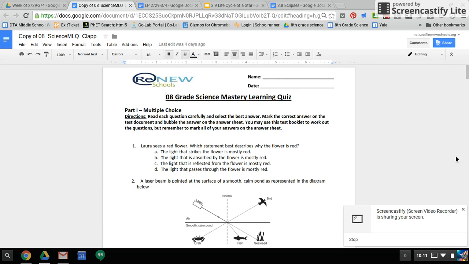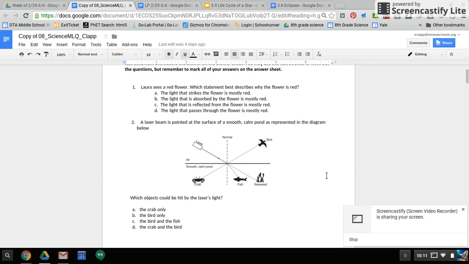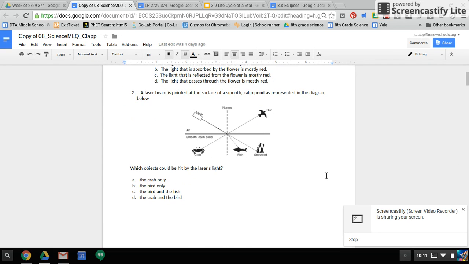2. A laser beam is pointed at the surface of a smooth, calm pond as represented in the diagram below. Which objects could be hit by the laser's light? A. The crab only. B. The bird only. C. The bird and the fish. D. The crab and the bird.